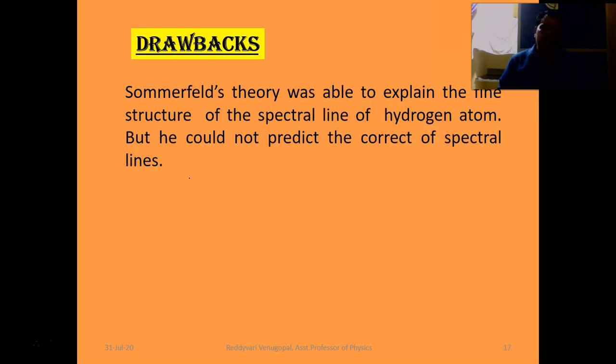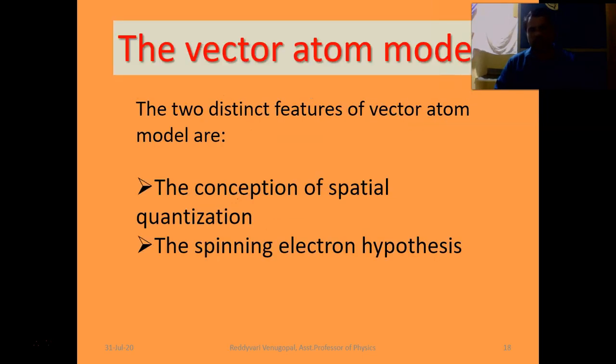So coming to the drawbacks of Sommerfeld theory, Sommerfeld theory was able to explain the fine structure of the spectral lines in the hydrogen atom, but it could not predict the correctness of the spectral lines. It has predicted, but it cannot explain the correctness of the spectral lines of the hydrogen atom.